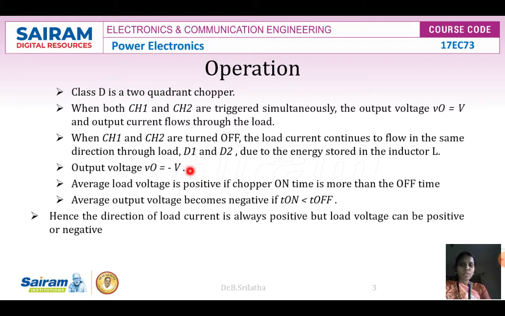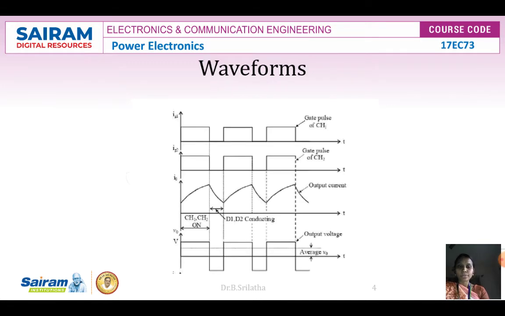The average load voltage is positive if the chopper on time is more than the off time, otherwise the average output voltage becomes negative. So that's why T on is always less than T off. Hence the direction of the load current is always positive, but the direction of the load voltage can be positive or negative. This is the simple waveform.